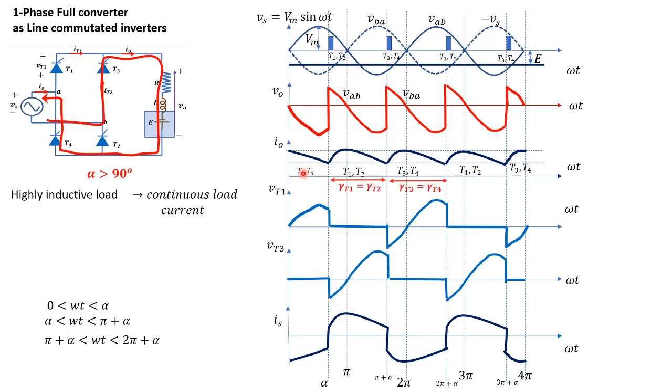Now if you observe carefully, T1, T2 are conducting for this period, and T3 and T4 are conducting for this period, and the conduction angle is equal to pi radians. Alpha to pi plus alpha, this conduction period, if you find the difference, is equal to pi radians, and this also is pi radians. So the conduction period is equal to pi radians.